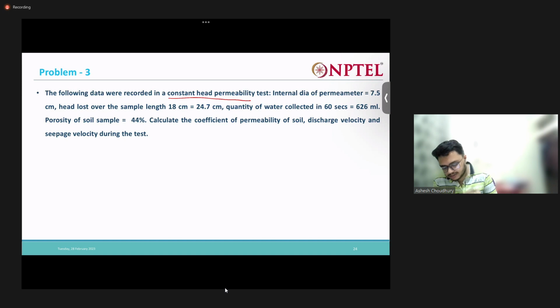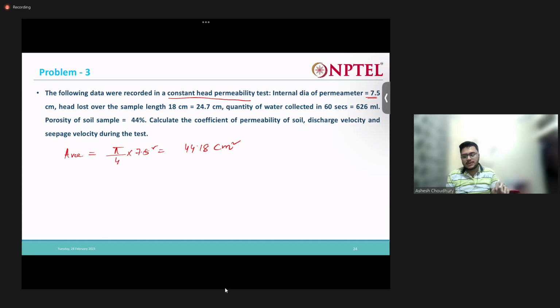So first let us find the area of the soil sample. The internal diameter of the permeameter is the device inside which the soil sample is kept. Area of the soil sample is pi by 4 into d square, 7.5 square, which is nothing but 44.18 centimeter square. So we got the area of the soil sample from here.